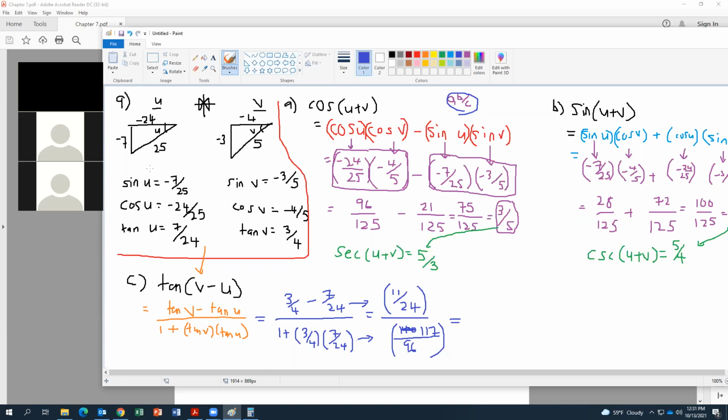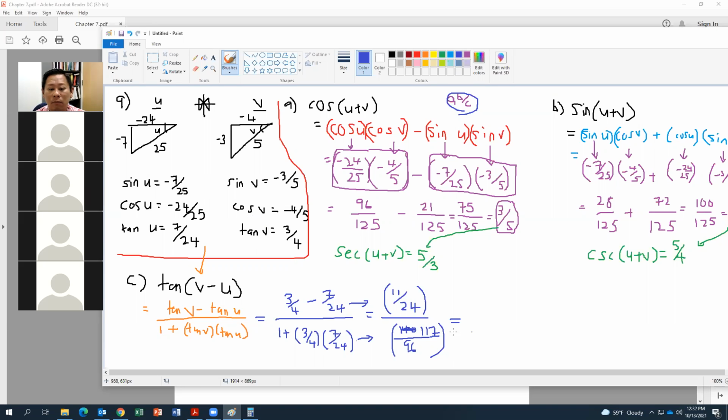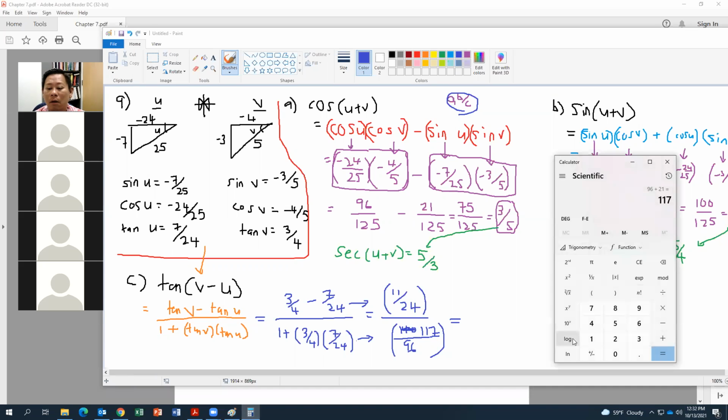I have a question. Do we have to simplify 117 over 96? You can, but I need you to simplify at the very end. Do you get 44 over 117? When you simplify this number? No, when you divide 11 over 24 by 117 over 96. I need to use my calculator.